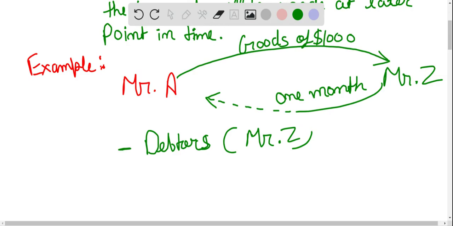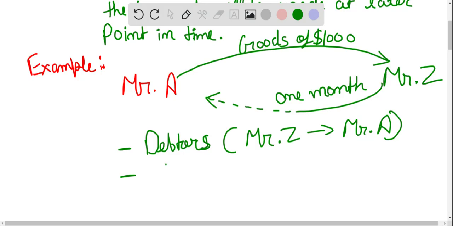However, I will also amend the same. Okay, so Mr. Z will be a debtor for Mr. A. Okay, because the amount is recoverable from Mr. Z. Okay, because he has promised to pay within 1 month or after 1 month.